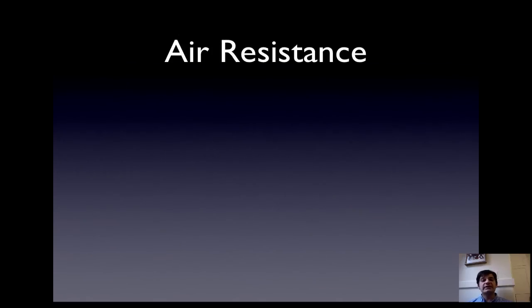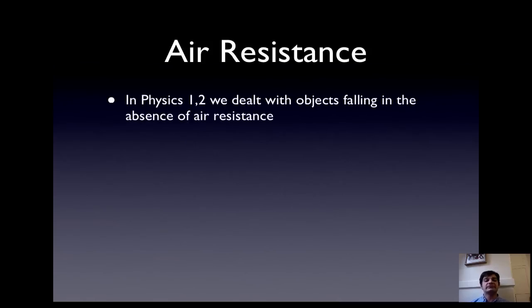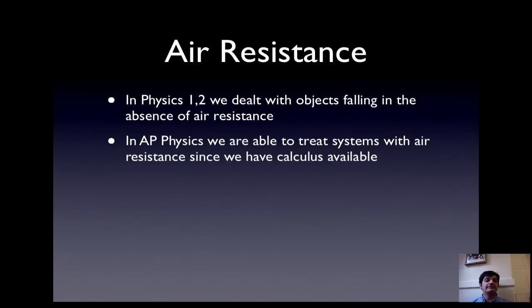Now, the second topic I want to cover today is air resistance, and this also introduces some complications. So first, in Physics 1, 2, we always dealt with objects just falling in straight gravity. Now what we're going to be able to do, because we have calculus available to us in AP Physics, is study problems with air resistance, and that's something we're going to tackle in this class, and it pops up almost every other year on the AP.